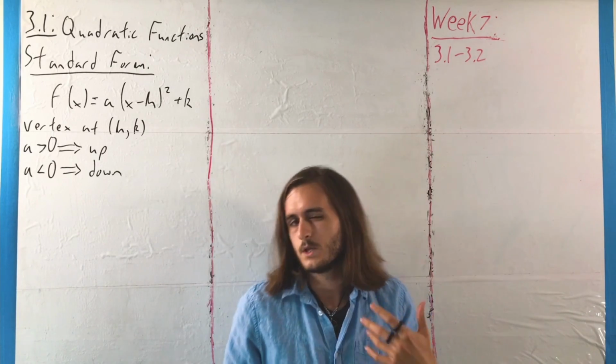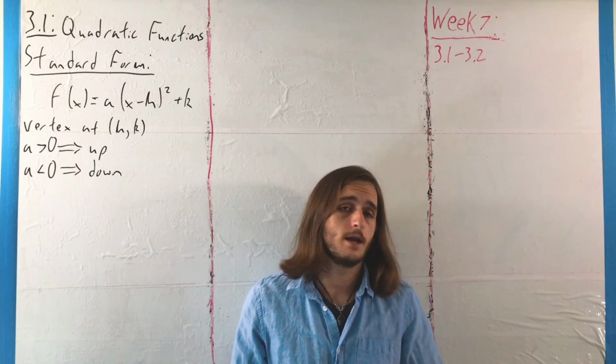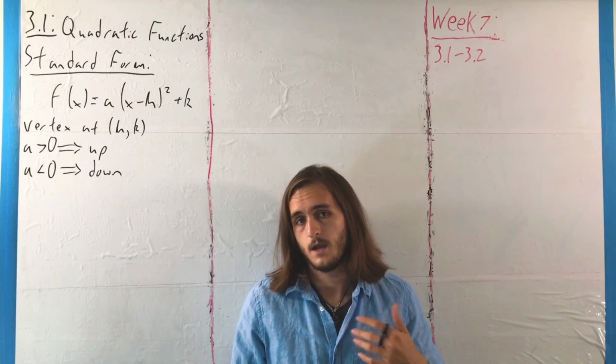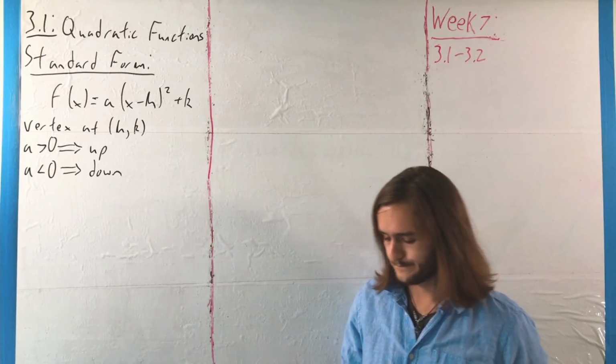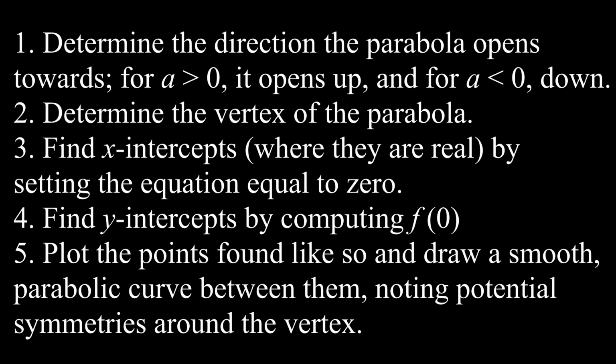But for now, we can talk about a general strategy we can use to graph a quadratic function, where what we're going to do is start by determining the direction the parabola opens towards, where if a is positive, it's up, if a is negative, it's down. Then determine the vertex of the parabola, which is going to be that point (h, k). Then find the intercepts, if they are real, by setting the equation equal to 0. They don't have to be there, but it's nice when they are.